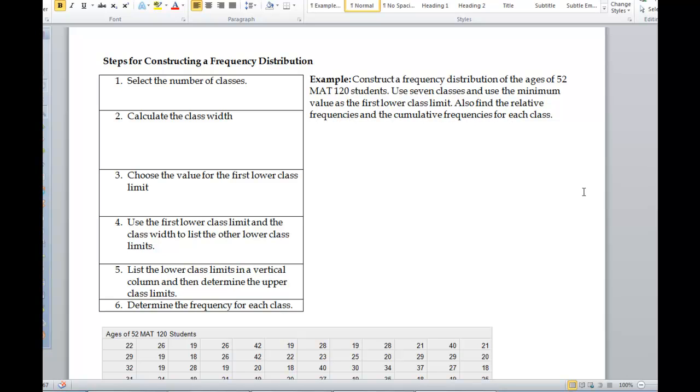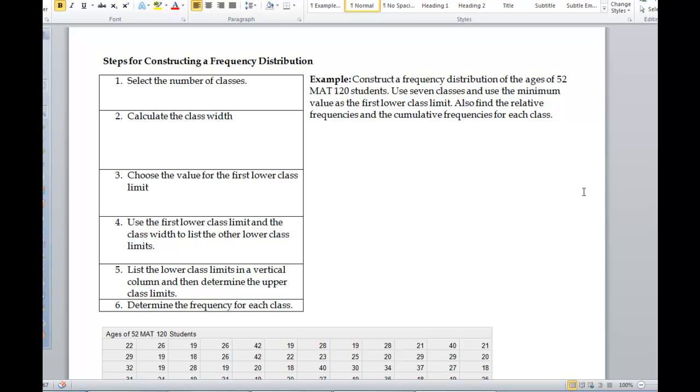So here's some steps. We're going to select the number of classes, usually between 5 and 20, but it really depends on how much data you have. The more data you have, the more classes you can have. But if you have too many classes, then your data values will be too spread out and you don't see a pattern. So sometimes you have to kind of play with it. As far as test purposes, I'll tell you how many. I know that's the main question, so I'll let you know.